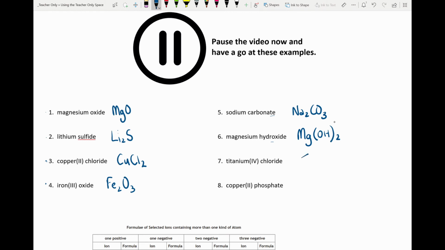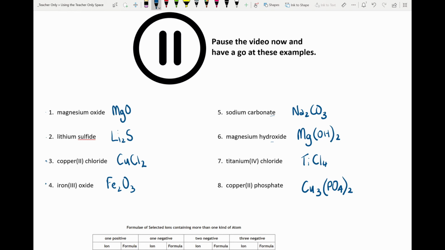Titanium 4 chloride is just TiCl4. And then copper 2 phosphate is Cu3(PO4)2. Okay, so quite a bit involved in that one.